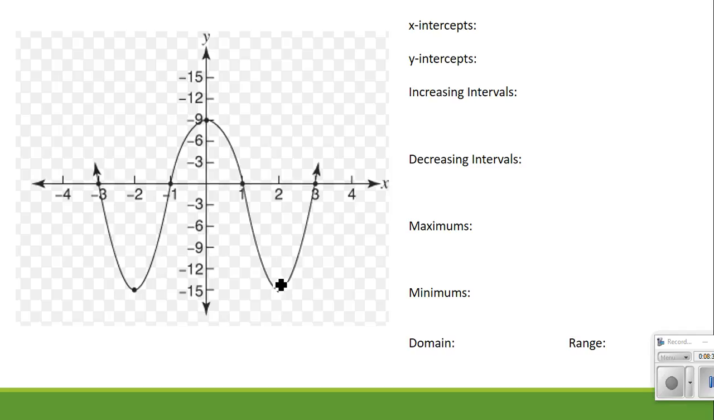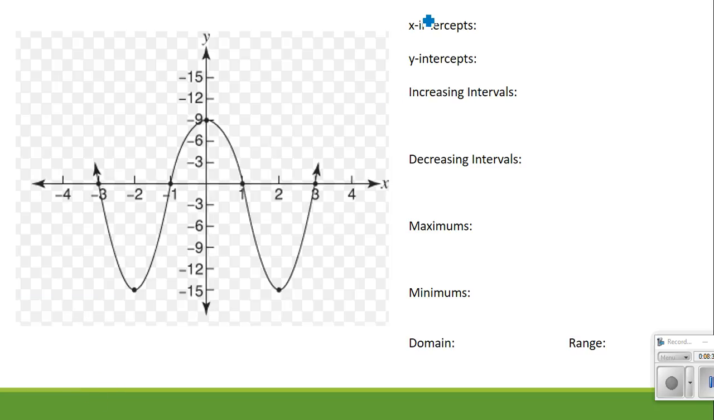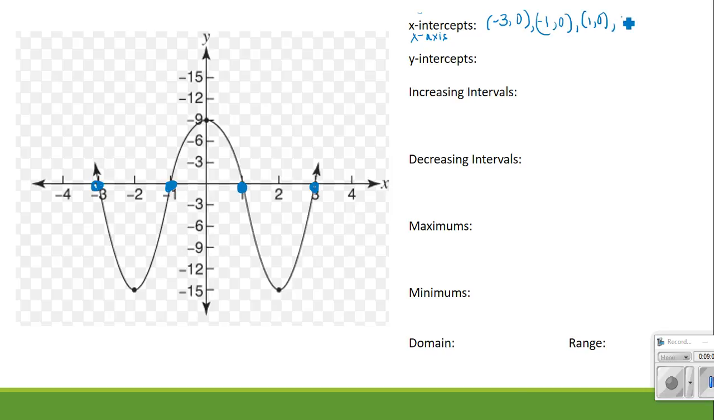X-intercepts. What are the x-intercepts of the graph? The x-intercepts of the graph are where they cross the x-axis. Well, here, here, here, and also here. So ordered pairs: (-3, 0), (-1, 0), (1, 0), and (3, 0).